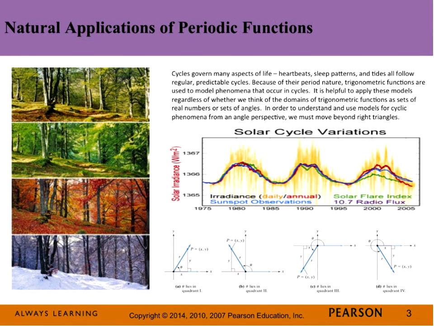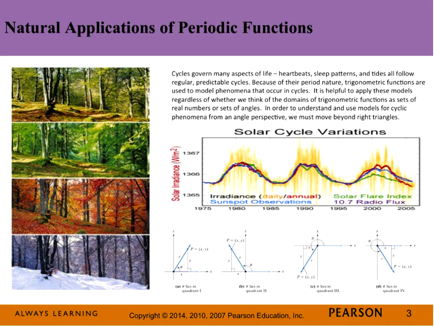Okay, so I just wanted to start out with a little overview of what we're moving towards here. And your book had this really pretty picture of the same wooded scenery for all four seasons, and it's talking about cycles. So it says cycles govern many aspects of our life, from heartbeats to sleep patterns, tides. These are all predictable cycles, and because of their periodic nature, trigonometric functions are used to model phenomena that occur in cycles.